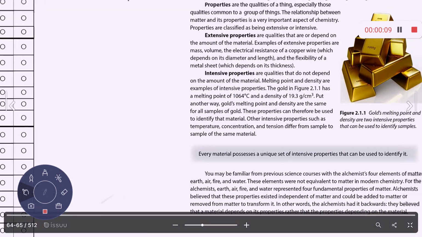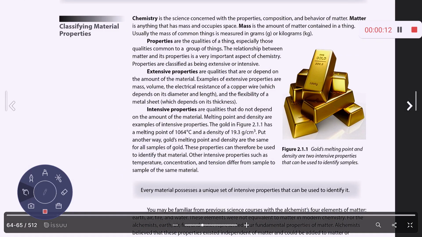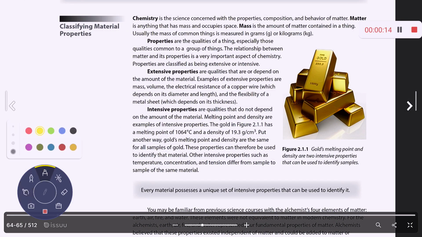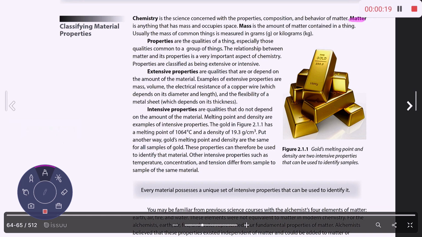Okay, you guys know that matter is anything that occupies space and has mass. And so that means that things that are not matter would be things like light and sound and heat, okay? And when we're talking about matter, we like to use their properties to describe them. And properties could be a number of different things.